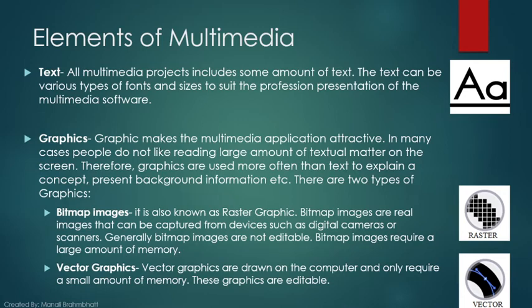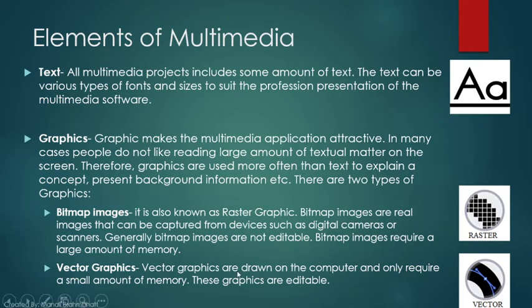The bitmap images are the real images that can be captured from devices such as a digital camera or scanner. Generally, bitmap images are not editable, and they require a large amount of memory. So you can see on the screen that the bitmap image is made up of pixels. Any ready image, or you can say photographs, is an example of bitmap images.